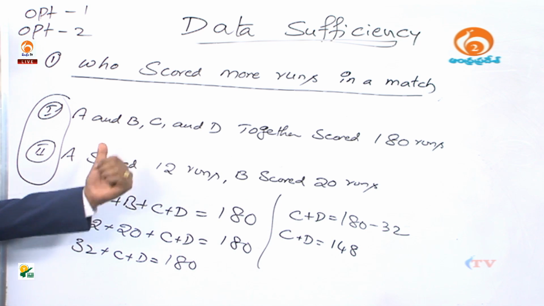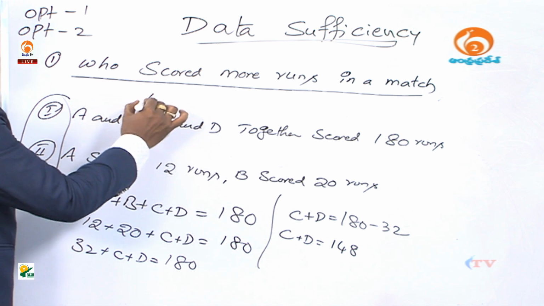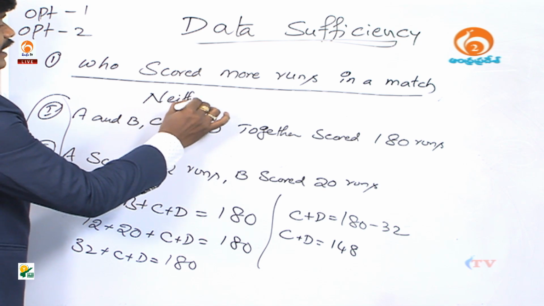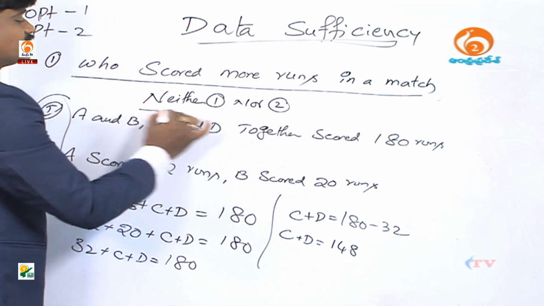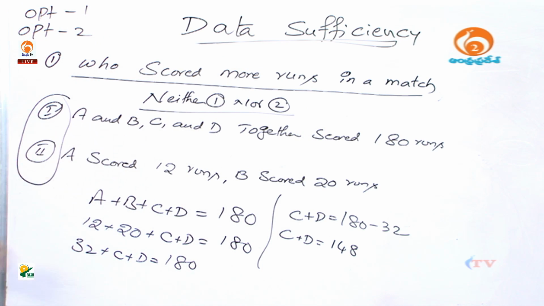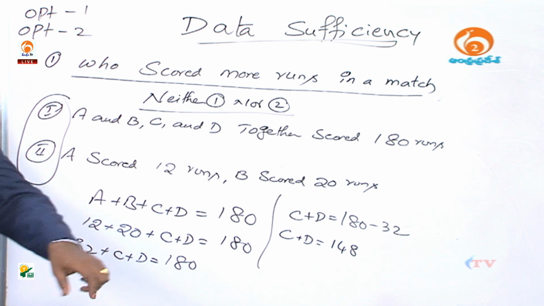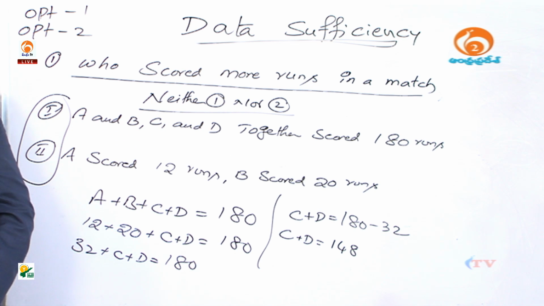That's why at this time the answer is neither 1 nor 2. That means using either one conclusion, or two conclusions, or both together, we can't conclude the given question. That is the answer for the given question.